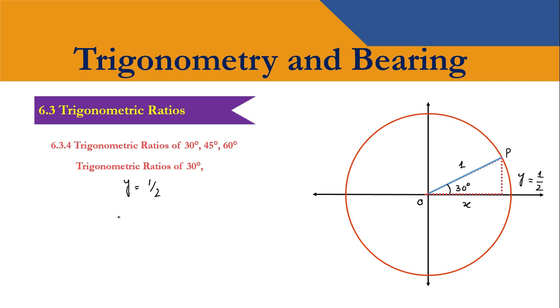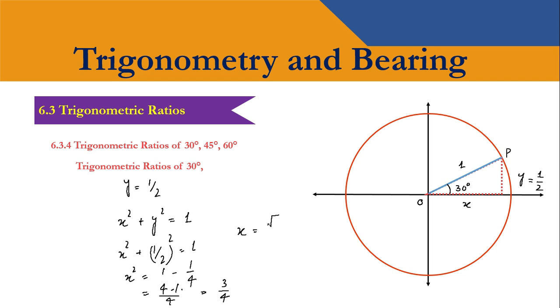By using the equation of the unit circle, x square plus y square is equal to 1, we can calculate the value of x. To calculate the value of x, put the value of y here. Now x is equal to root 3 divided by 2. The value of x is root 3 divided by 2.